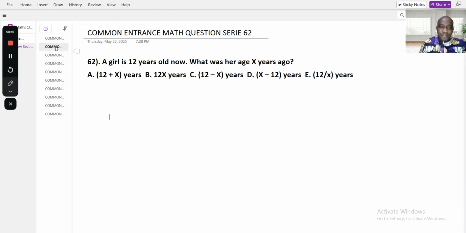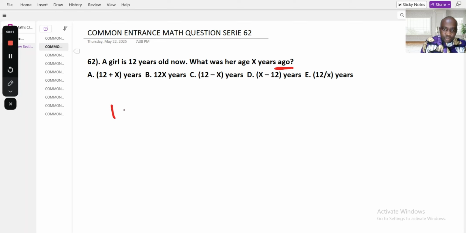Let's move to the next question. A girl is 12 years old now. What was her age 8 years ago? When a question says ago, ago means past tense. Past tense. Ago, 8 years ago. Therefore, her age will be what? The girl is 12 years old now. What was her age 8 years ago?